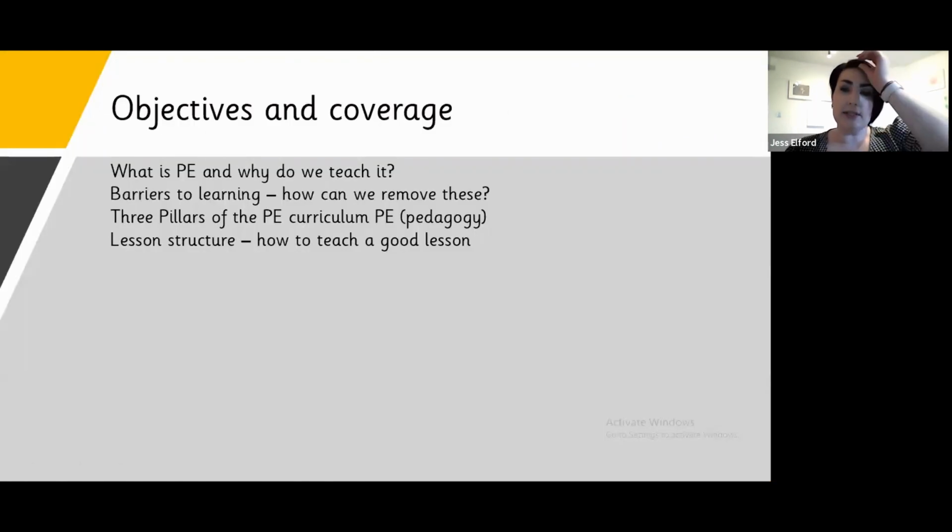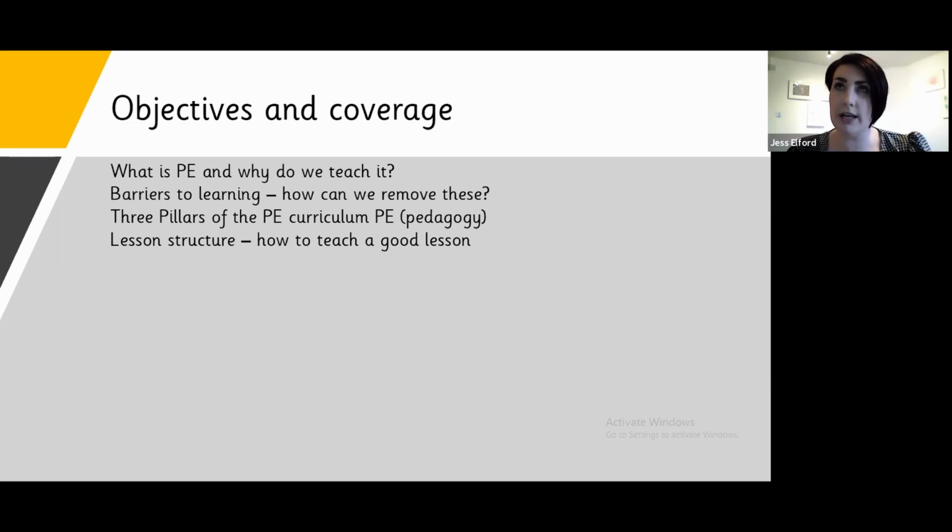Okay, so today we're going to cover what is PE and the purpose of us teaching it to our children, some barriers to learning and how we can remove these. And then we're going to look at the three pillars of the PE curriculum. So it's to do with progression and how we ensure progression happens from early years all the way through to year 6 and beyond. And then we're going to look at a lesson structure.